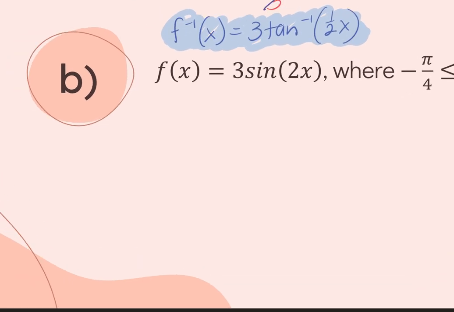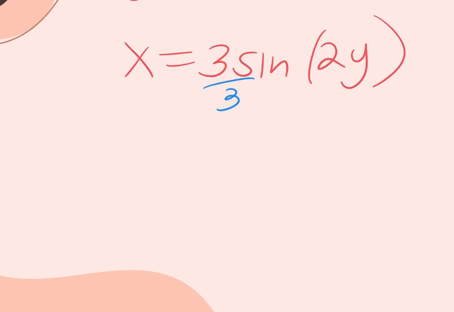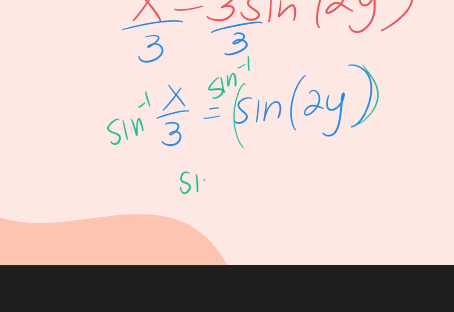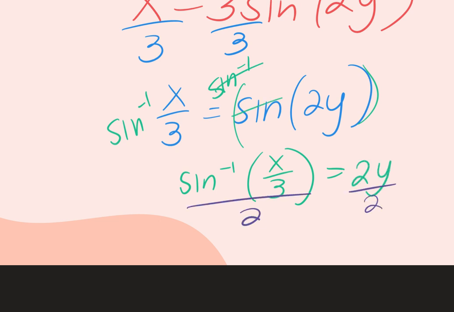So what are we going to do first? Good. Make the f of x, y, switch it. So it's x equals 3 sine 2y. Then I have to isolate the sine, so I'm going to divide both sides by 3. Let's leave it as x over 3 this time, just so you see it both ways. The inverse of sine is sine -1. So I have sine -1 of x over 3 equals, these cancel, 2y. And then divide by 2.